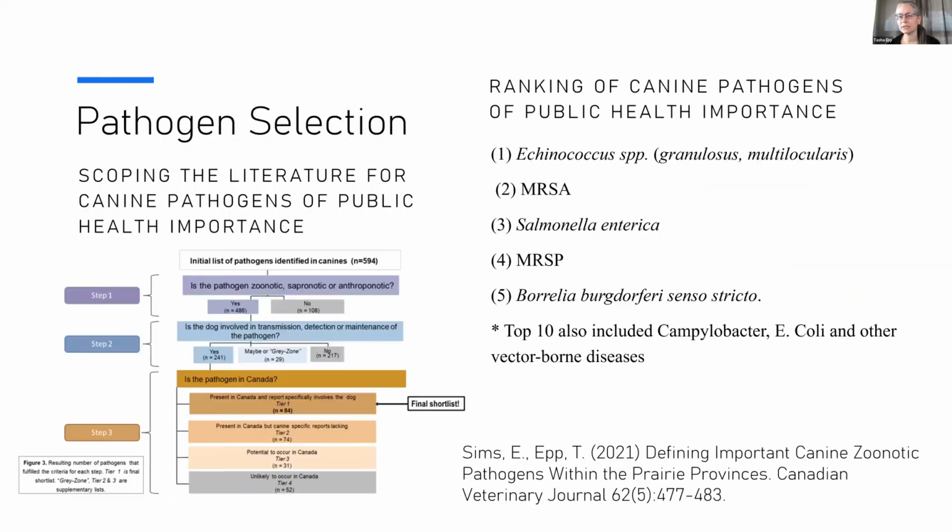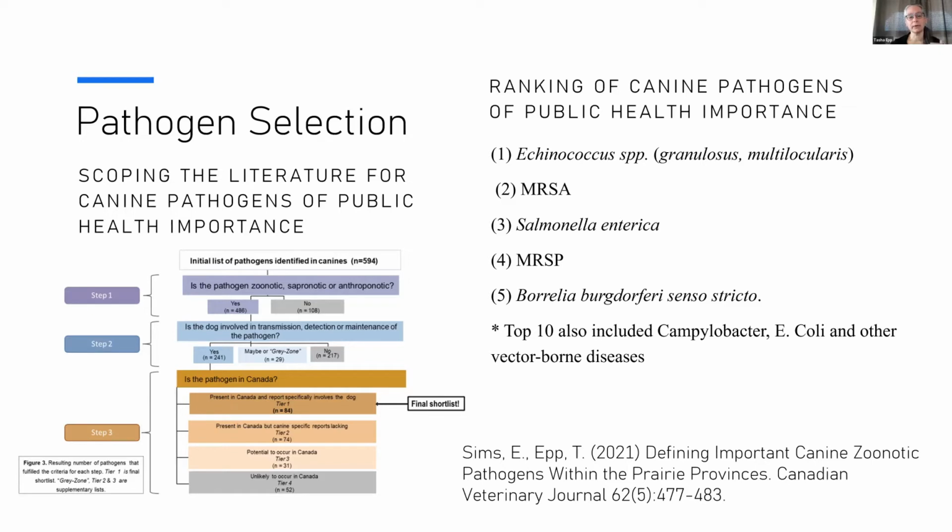So how did we come to the set of pathogens of particular interest? One side is that we wanted to select a few pathogens that were of public health importance. And then the other set of pathogens are those that are very dog specific. In doing that, I had a graduate student who looked through the literature at what dog pathogens exist, and of those, which ones we should be interested in from a Canadian perspective, where the dog might be involved in transmission, detection, or maintenance of that pathogen, so that we can use dog-specific information about these diseases to help us from a public health perspective.